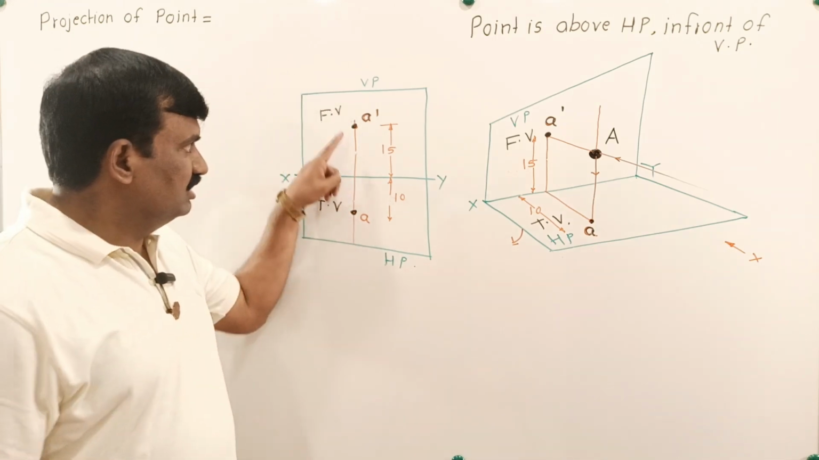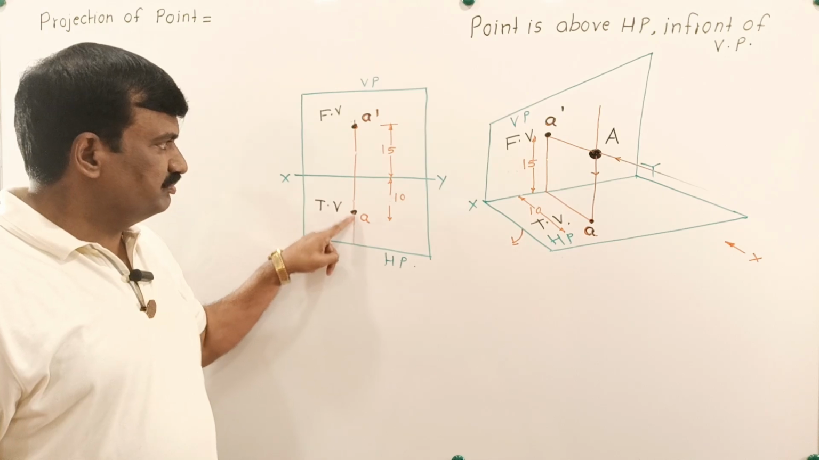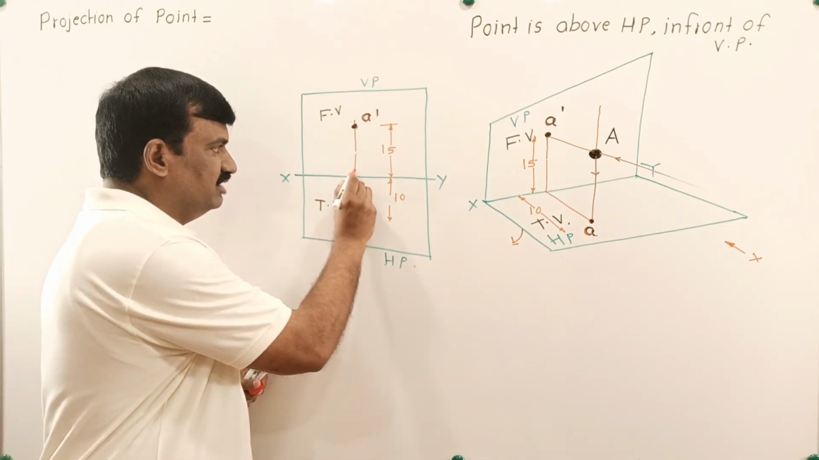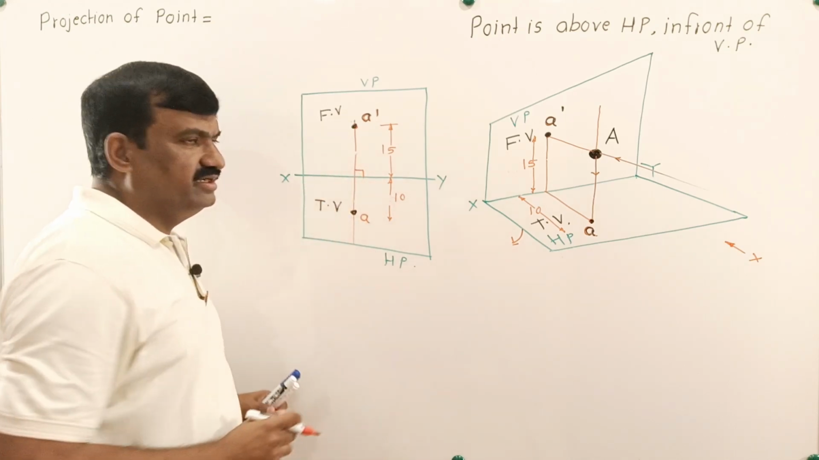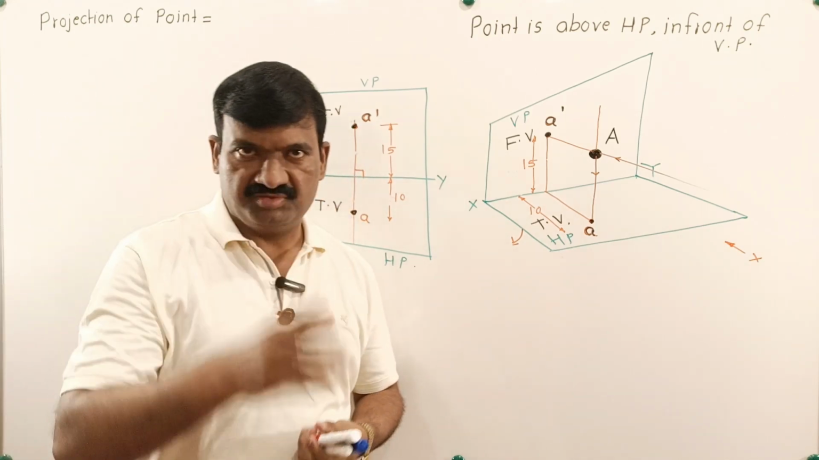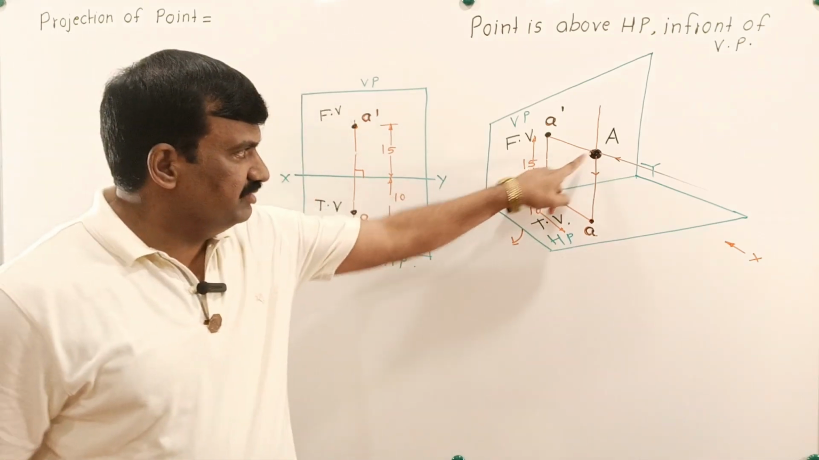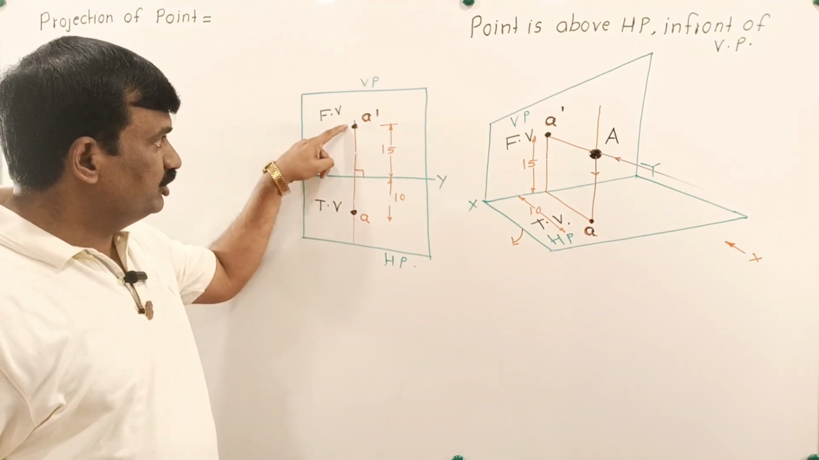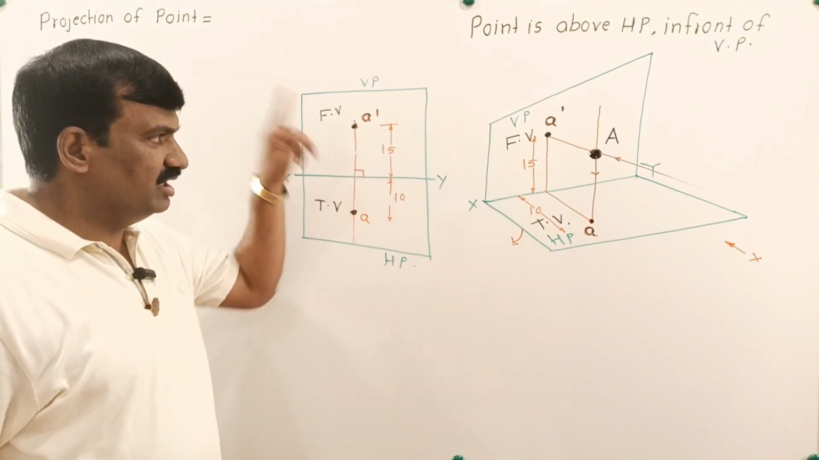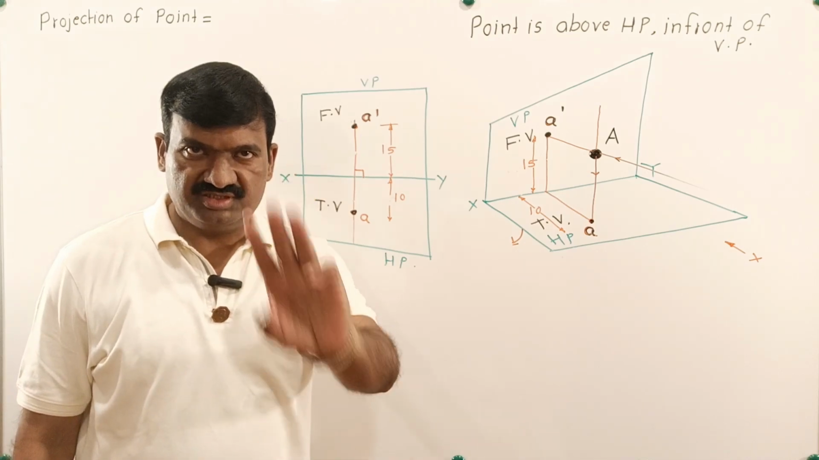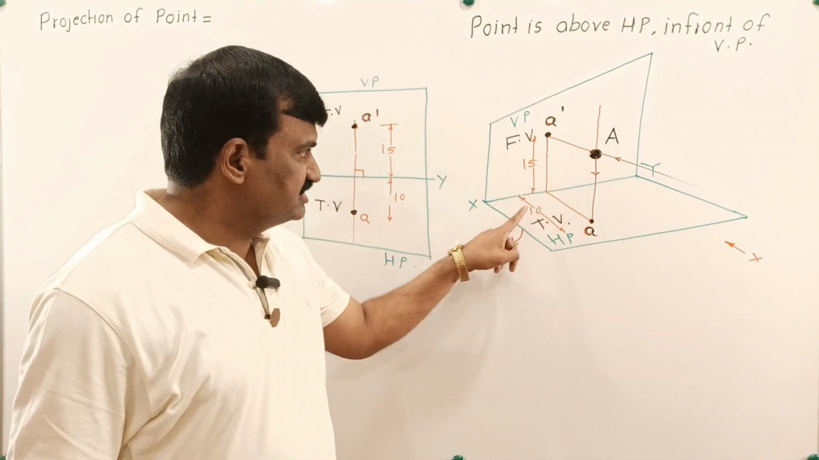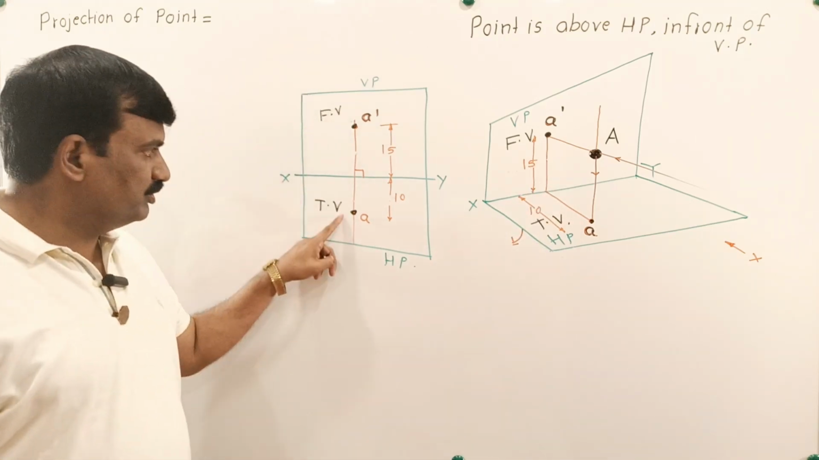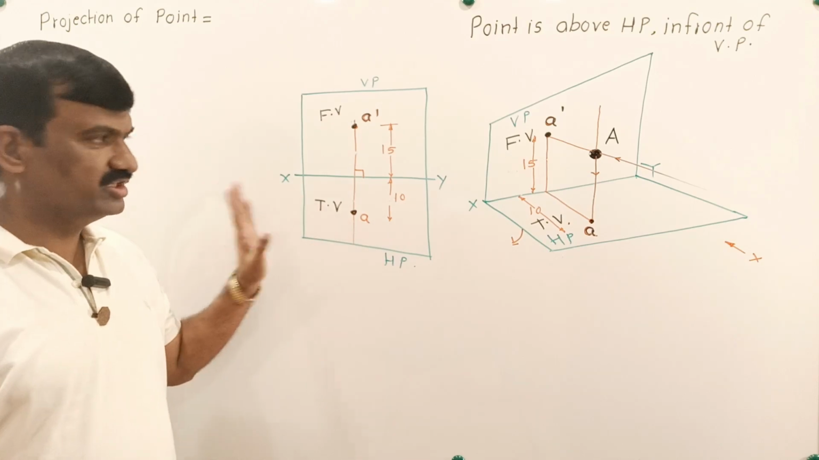Concept number 1, front view and top view of a same point is always present on one and same projector, and that projector makes an angle of 90 degrees with XY. Concept number 2, when any point is 15 mm above HP, its meaning is that front view of the point is 15 mm above XY line. Concept number 3, when any point is 10 mm in front of VP, its meaning is that top view of the point is 10 mm below XY line.